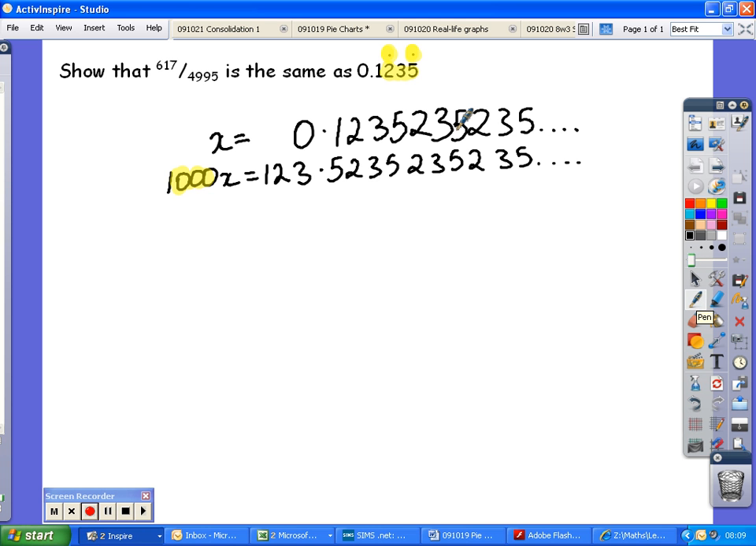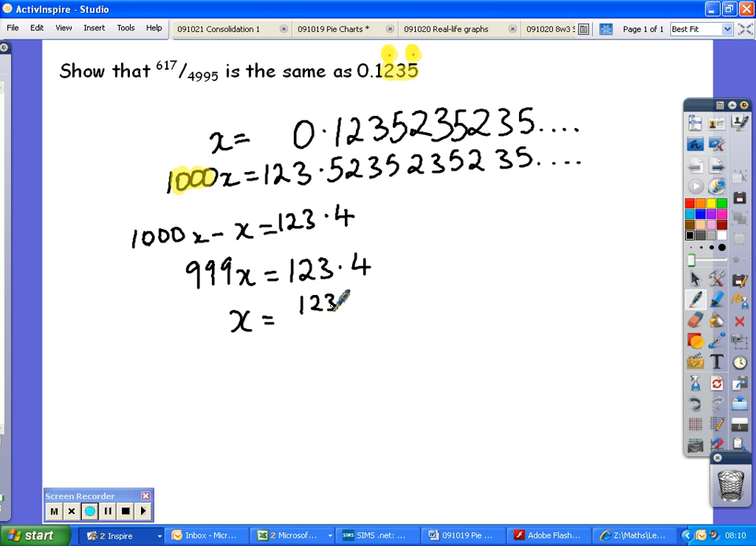Now, I can subtract x from 1000x. And to do that, I need to subtract 0.1235235235235 from 123.5235235235. Most of it is going to disappear. We're going to have 5 take away 1 after the decimal point, 123 take away 0 in front of it. And that, of course, is the same as 999x. If I divide both sides by 999, I get 123.4 over 999.